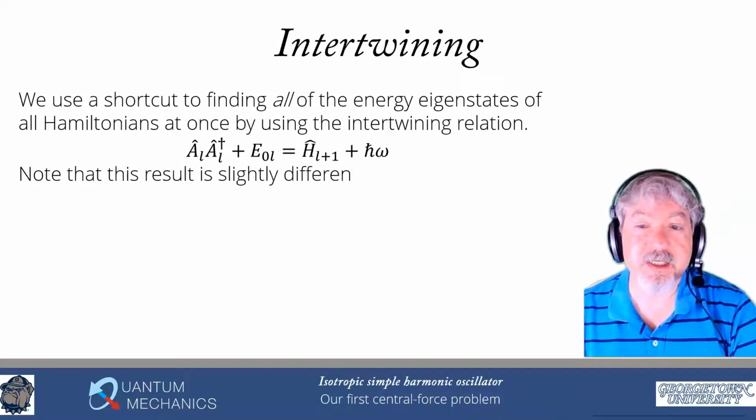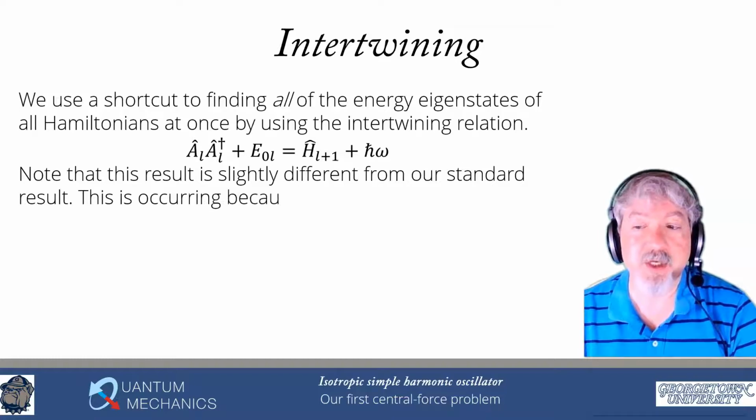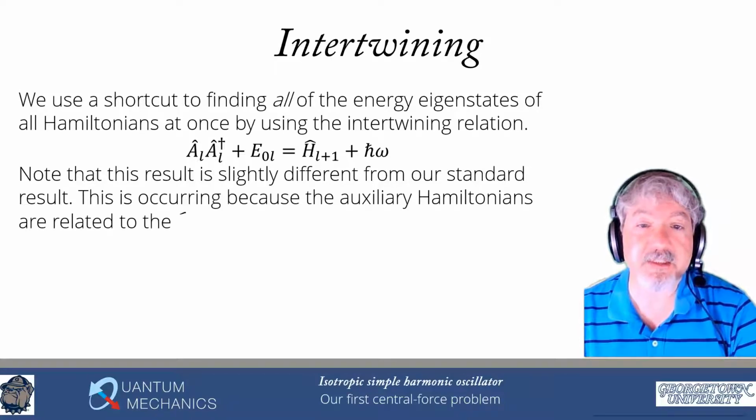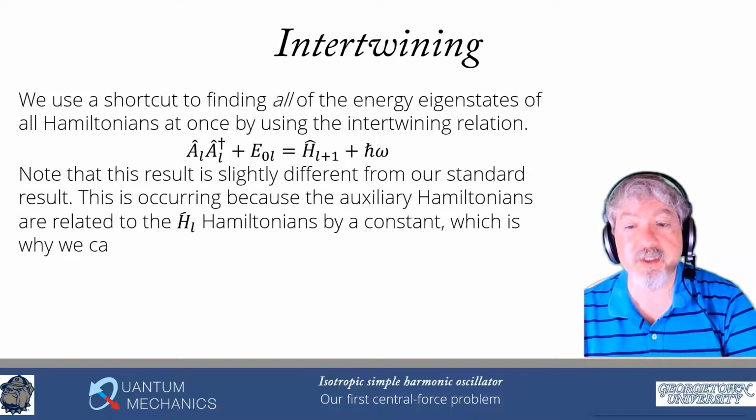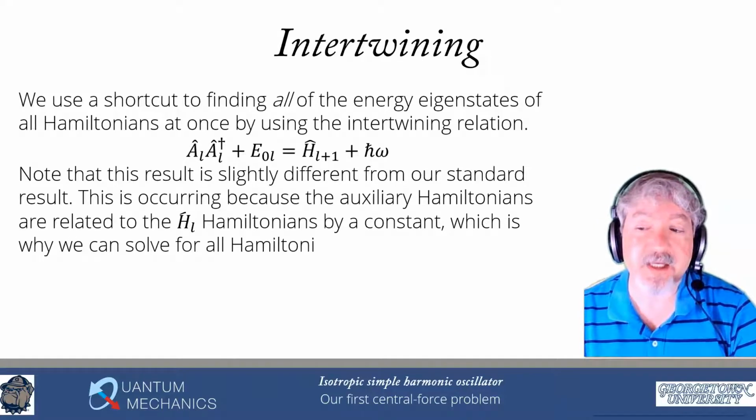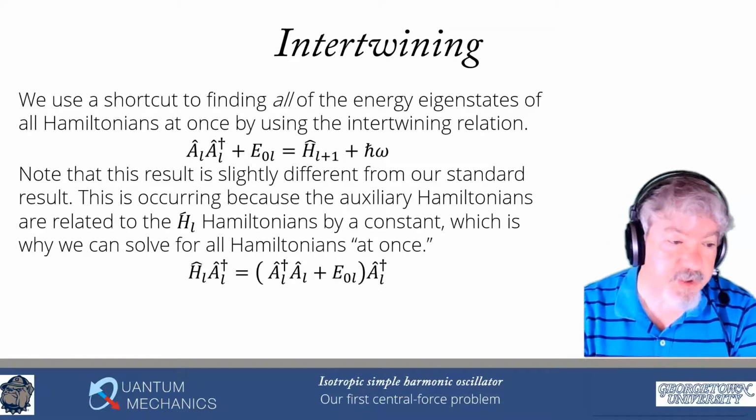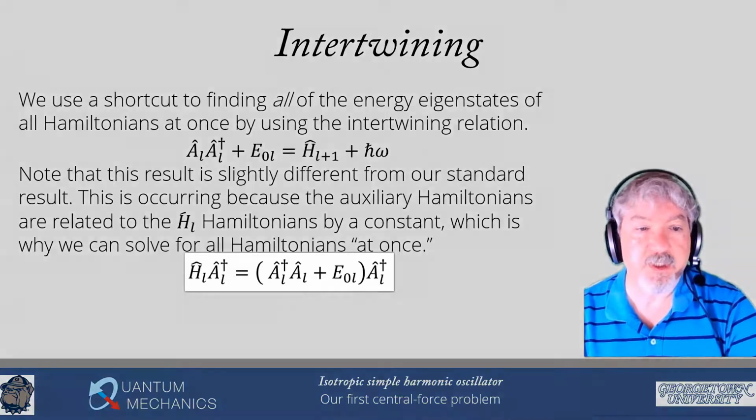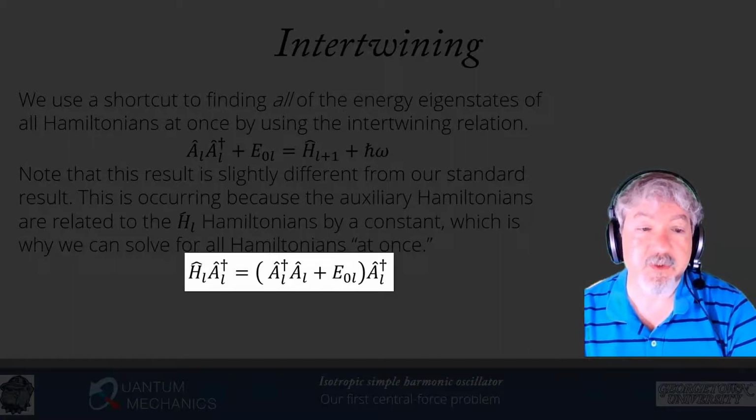So it is very similar to what we do when we find the auxiliary Hamiltonians, but because we can relate it to this other Hamiltonian, we find that it has this extra shift of ħω. And what that tells you is that the auxiliary Hamiltonians are actually related to the H_L Hamiltonians by a constant shift proportional to ħω. So we're going to now use this relationship in our intertwining relationship. We're going to calculate what happens when I take an A_L dagger and I move it past an H_L. So let's substitute in what the H_L is.